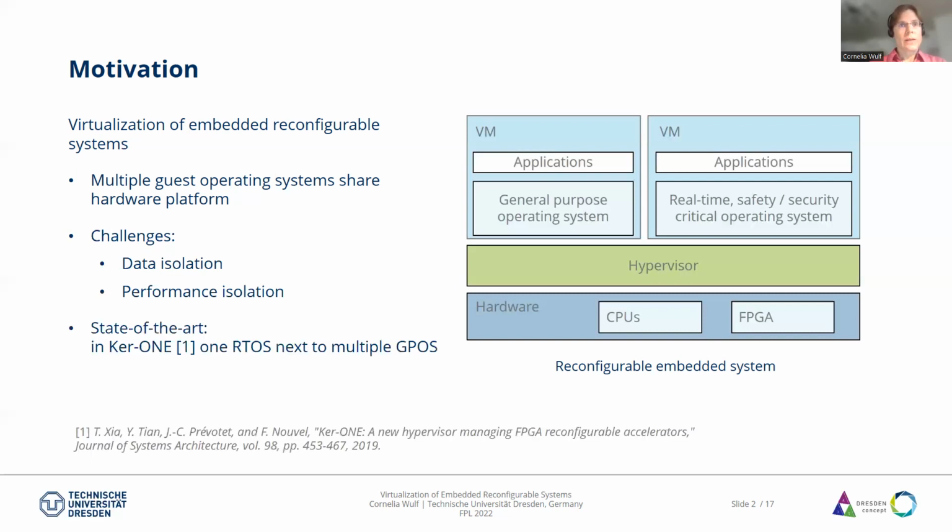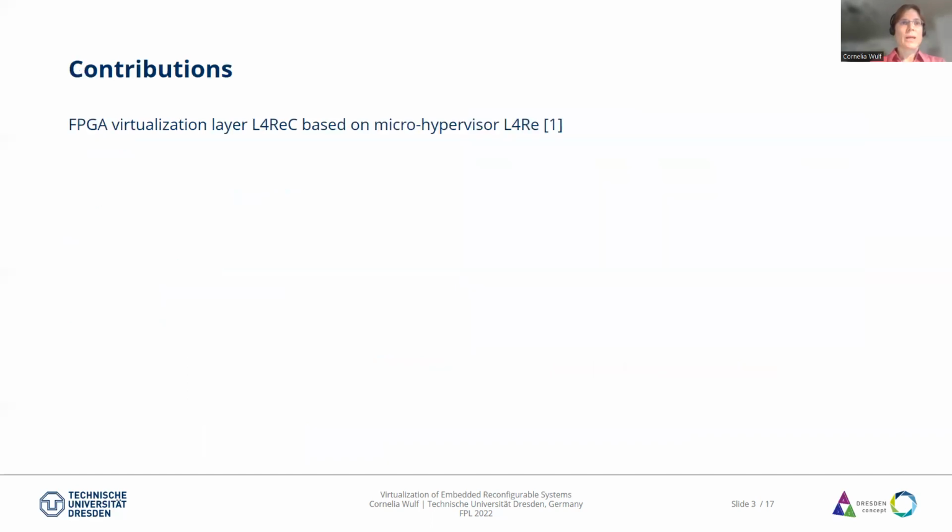State-of-the-art works tend to isolate subsystems in spatial respect at the expense of lower resource utilization, or restrict their system to one real-time operating system next to multiple general-purpose operating systems. We propose a virtualization layer called L4REC, which adds FPGA virtualization to the microhypervisor L4RE. Our main contributions comprise a mechanism that isolates hardware accelerators.